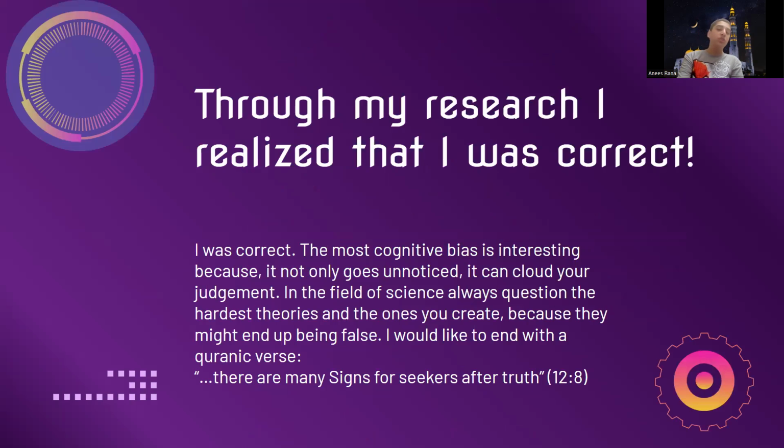Through my research, I realized I was correct. The most common cognitive bias is a very, very interesting topic because it not only goes unnoticed, it can also cloud your judgment. In the field of science, always question the hardest theories and the ones you create because they might just end up being false.